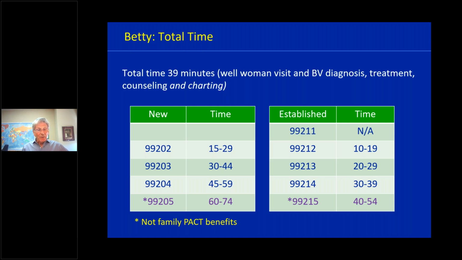So for Betty, the total time is 39 minutes for her well woman visit, for the bacterial vaginosis diagnosis, to tell her about treatment, to counsel her about how she got bacterial vaginosis, and the time it took for you to chart. So that being the case, based on time for 39 minutes of an established patient, that's a 99214, okay, based on time. Next.